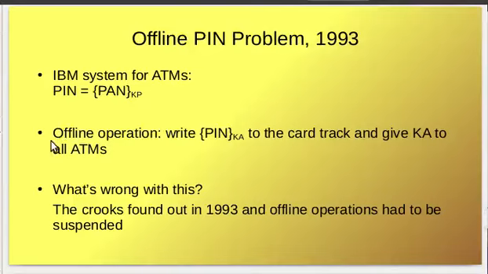But these machines, way back then, would go offline, and then what IBM decided to do was write this PIN number, encrypted using a common key, to the magnetic stripe on the card on one of the tracks, and then give the KA, that is the key, to all ATMs.